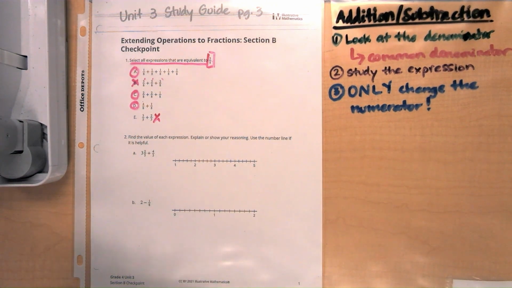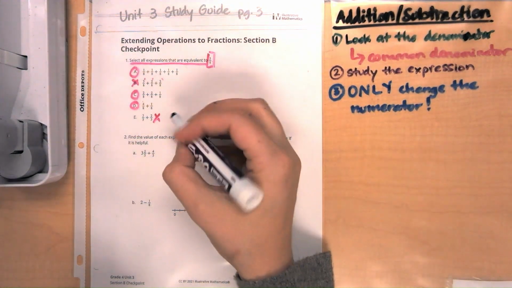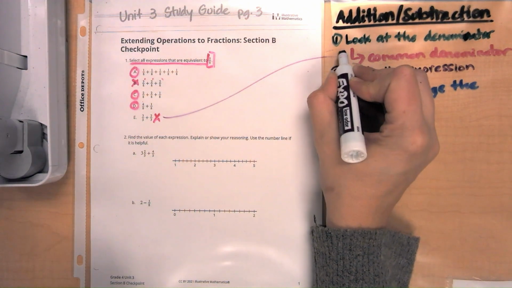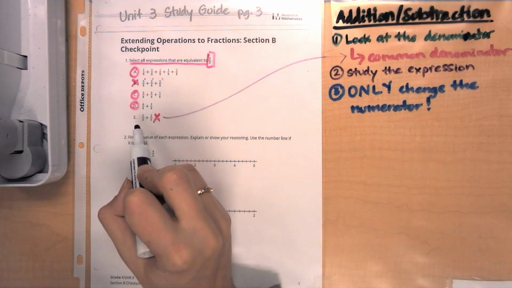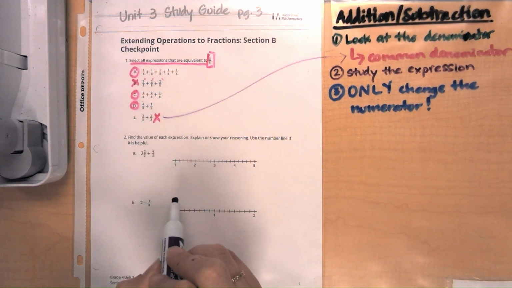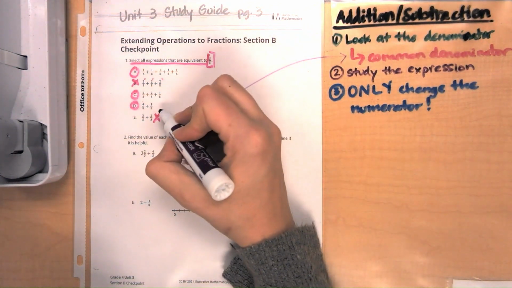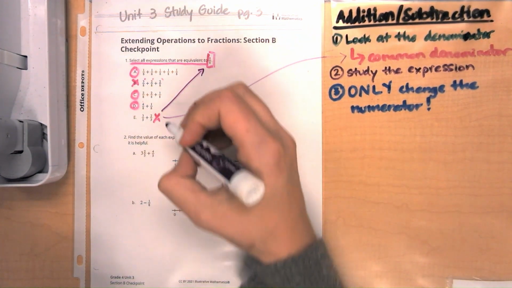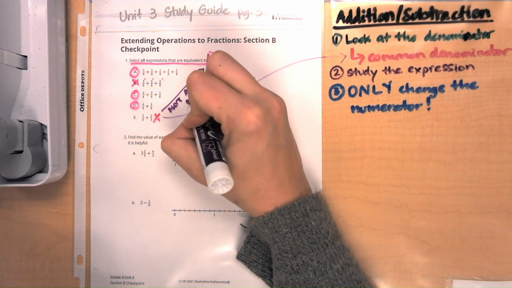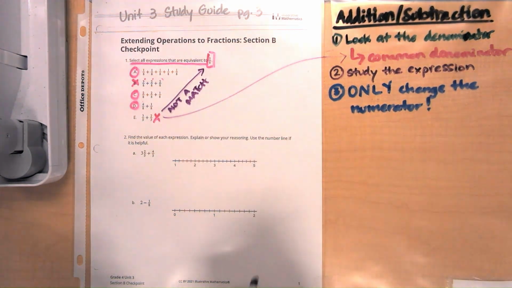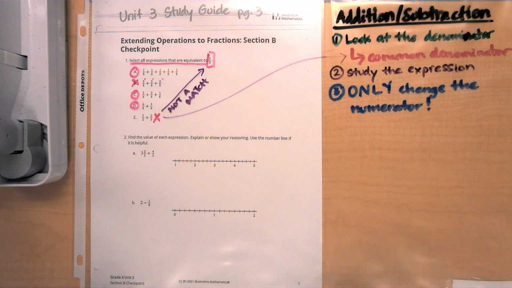Why is that not a thing? Because it does not have a common denominator. Now, could we determine what 3/5 plus 2/3 is? Absolutely. But we know it is not going to match here. Not a match, right? We know it's not going to match 5/8, so we don't even need to worry about it. We're going to just move on.